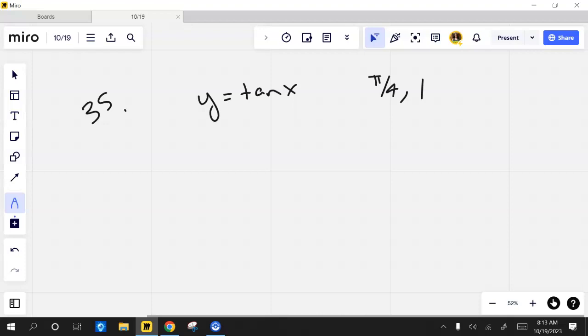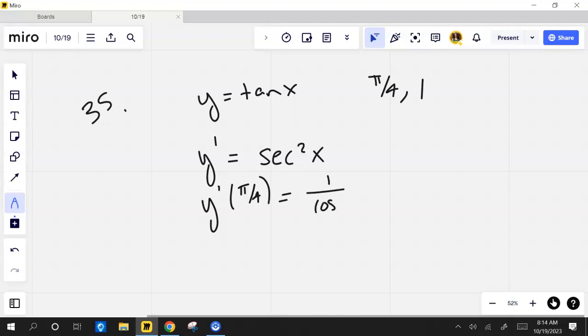All right, find an equation for the line tangent to the graph at the point, and they gave us the point. That was mighty nice of them. So let's do the derivative first. What's the derivative of tangent? I hope y'all know this by now. Secant squared. So find the derivative at that point. Secant is 1 over cosine, yes?